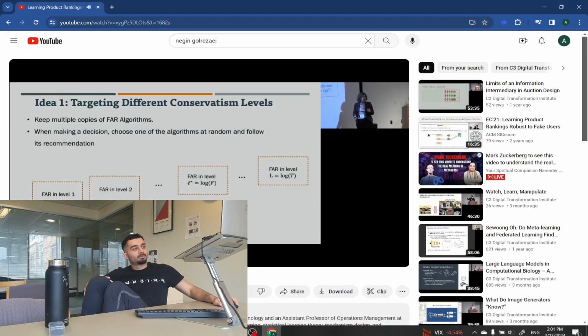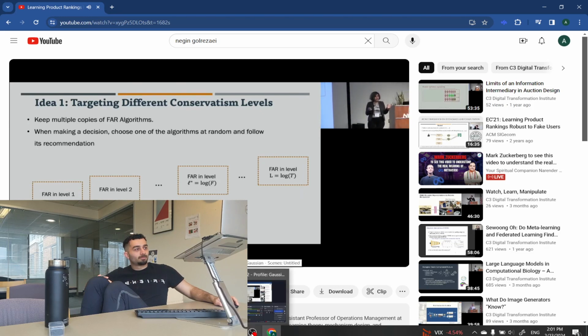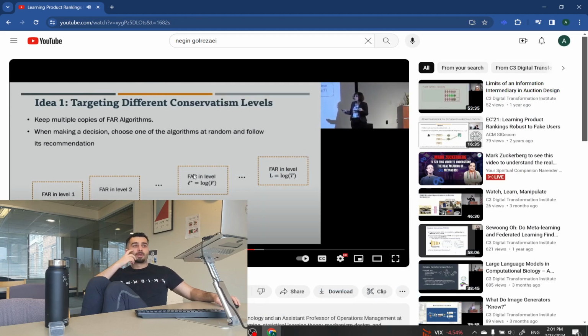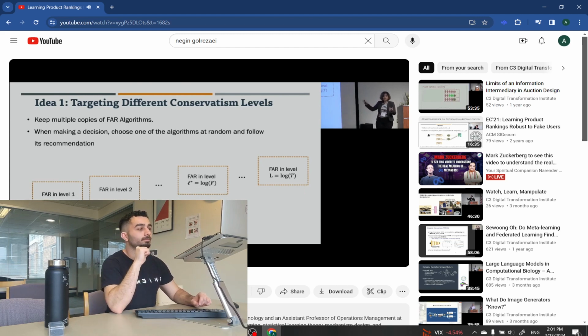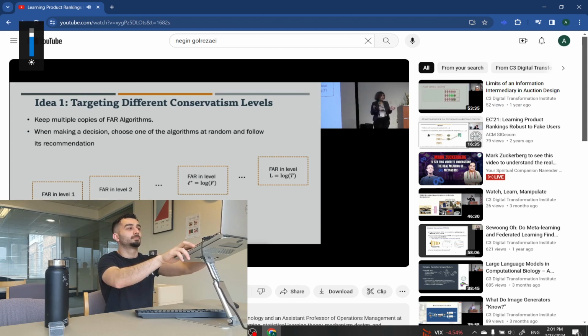At least for some of the levels, I'm going to artificially limit the number of fake users they see, and I'm going to use that artificial number to kind of enlarge the confidence interval. These are the two ideas. Okay. So idea one, this is about targeting different conservatism levels. For that one, I'm going to keep multiple copies of the 4 algorithms, meaning that each of these 4 algorithms are going to have their own confidence interval, their own graph. But let me not tell you by how much I'm going to widen the confidence interval yet. But there's some widening of the confidence interval happening. So I'm going to have 4 in level 1, level 2, up to level L, which is log T. So every time when I want to make a decision, I'm going to choose one of these levels at random and follow the recommendation of that particular algorithm.